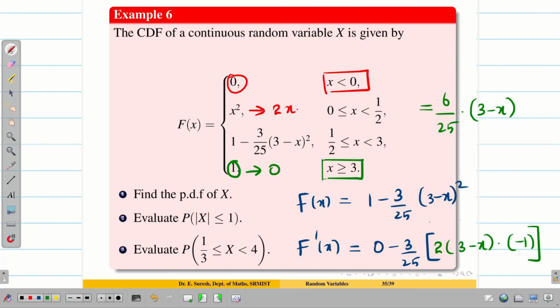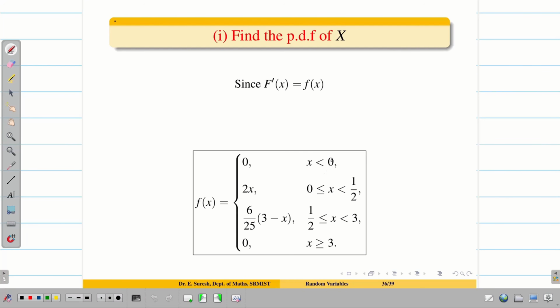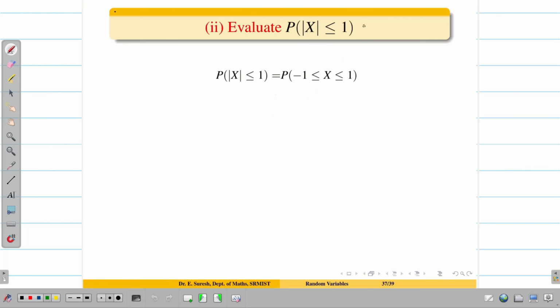So we have to write f of x in a legible way like this. When x is less than 0, it is 0. Between 0 to 1 by 2, it is 2x. Between 1 by 2 to 3, it is 6 by 25 times 3 minus x. And when x is greater than or equal to 3, it is 0. Next, let us evaluate the probability of mod x less than or equal to 1.